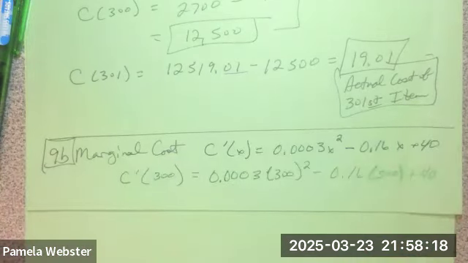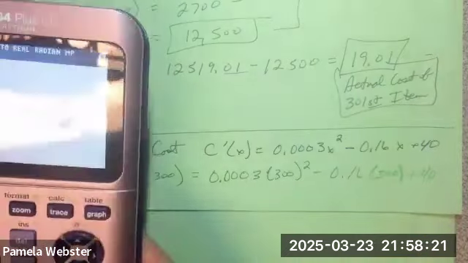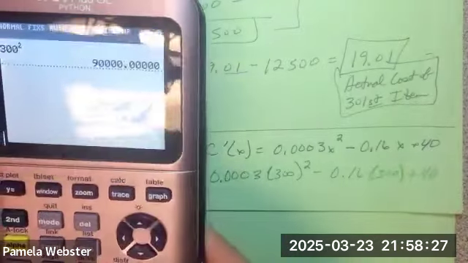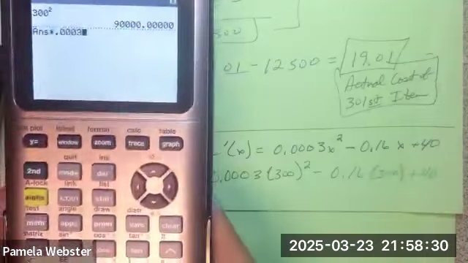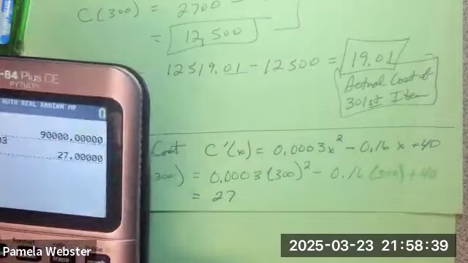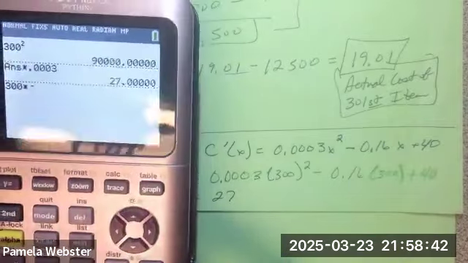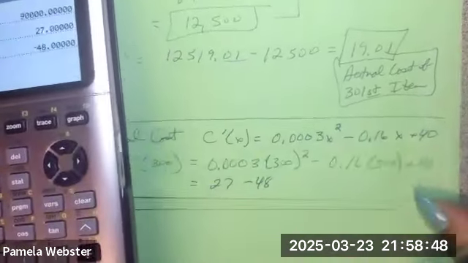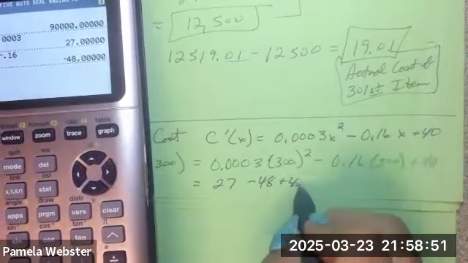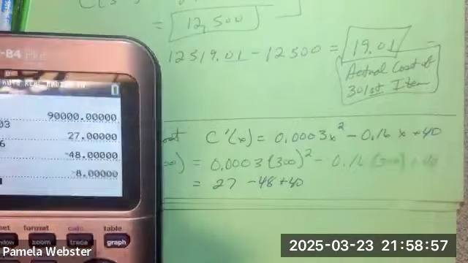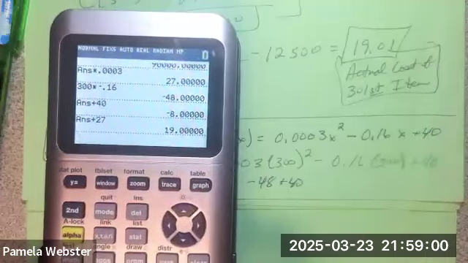All right, calculator time. 300 squared. That number right there, multiply it times 0.0003. I get 27. 300 times, I'm going to go ahead and say a negative 0.16, negative 48, plus 40. Okay, so negative 48 plus 40 plus 27. Okay, 19.